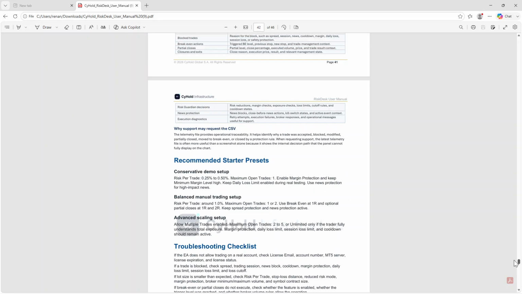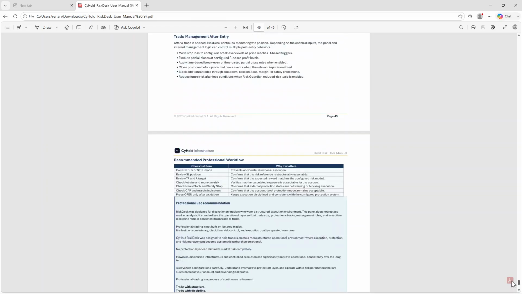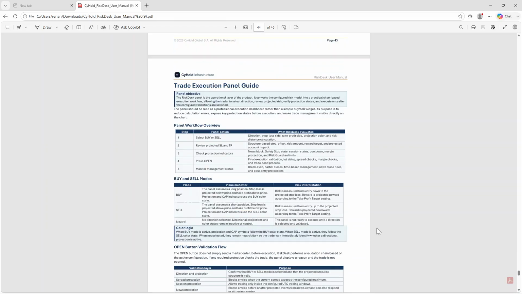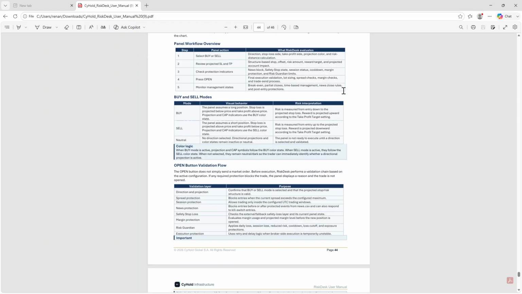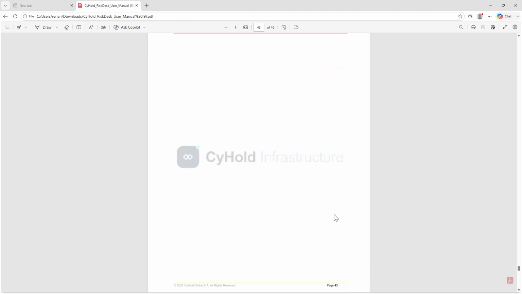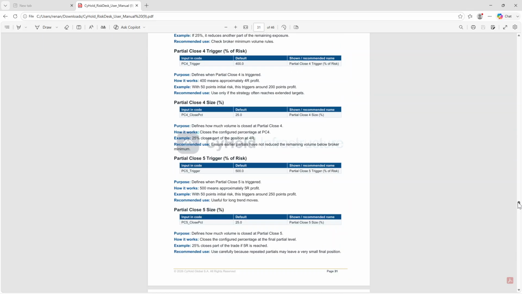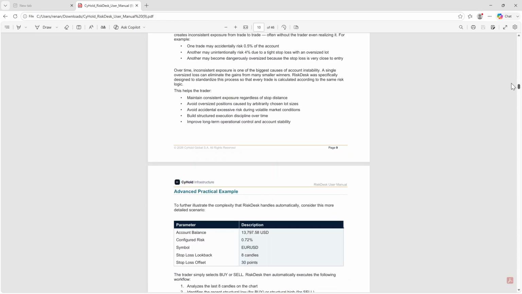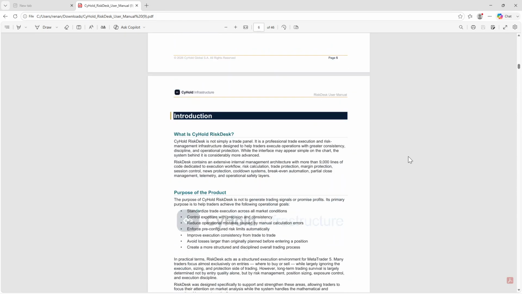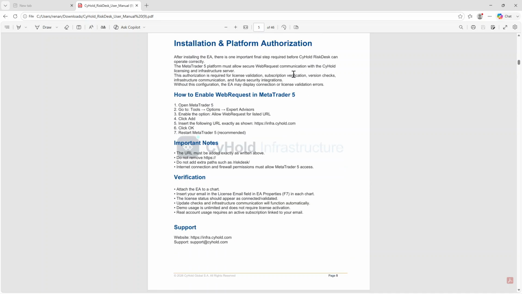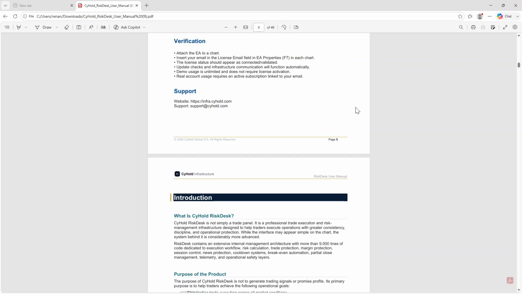Only at the end does it explain how to open the trade specifically, after page 44. But everything before it explains what each field in the properties is, how it works, and how to set up RiskDesk for your computer, because you need to read it to make it work. It looks simple, but to make it work, you have to set it up properly.